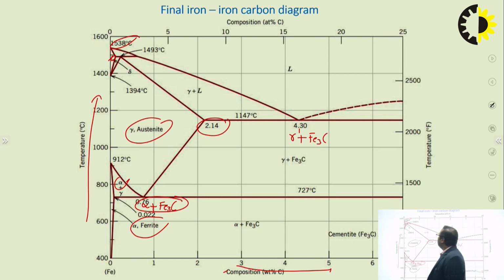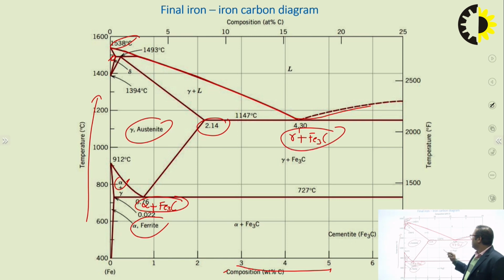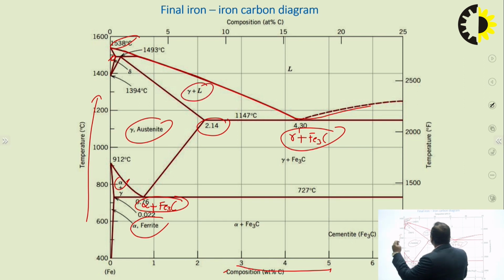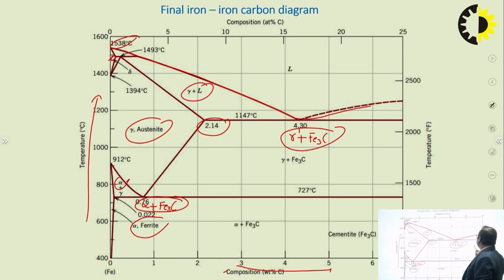So you can see that this is the liquidus line, and this is the solidus line. Everything above the liquidus line is liquid, and below the solidus line everything is in the solid phase. This is the austenitic phase, here is the liquid phase, and in between you will form gamma plus liquid. Here Fe3C is there, here liquid is there, so here you will see liquid plus Fe3C.